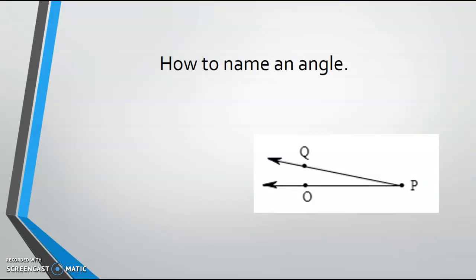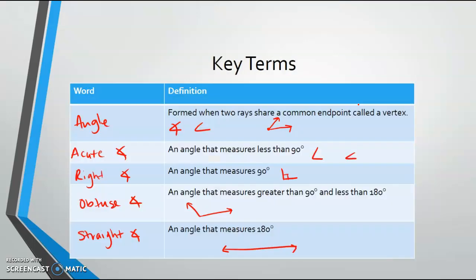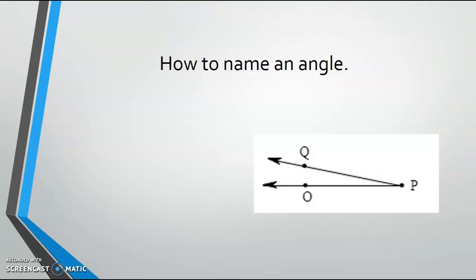So to be successful with angles, we have to know how we name angles. There are 3 ways we can name angles. The first and easiest is if it is solely one angle, like this one, like all of them I drew over here. If it is solely one angle, I can name it by the vertex. And that vertex is that common point. So I can name it just angle P. I can also name it using all 3 points.